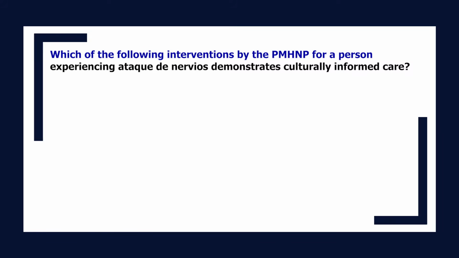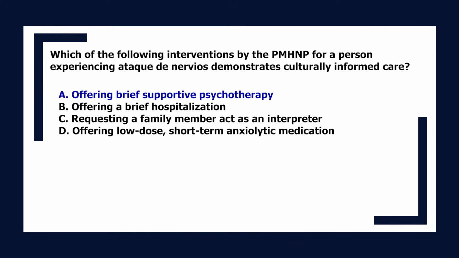Which of the following interventions by the PHMNP for a person experiencing ataque de nervios demonstrates culturally informed care? A. Offering brief supportive psychotherapy. B. Offering a brief hospitalization. C. Requesting a family member act as an interpreter. D. Offering low-dose, short-term anxiolytic medication.